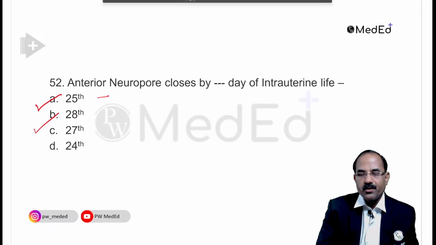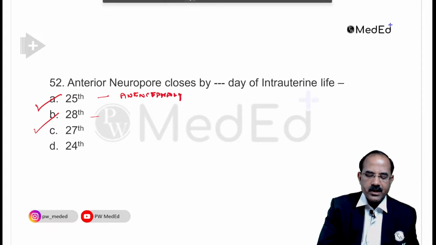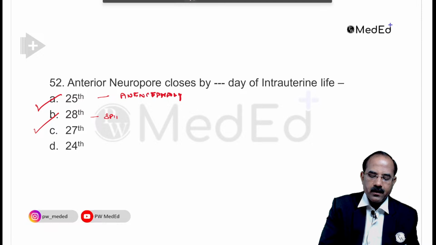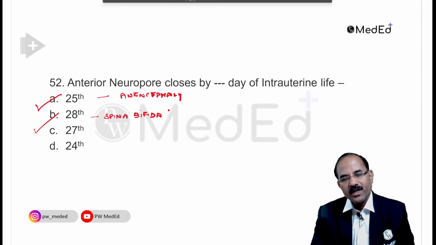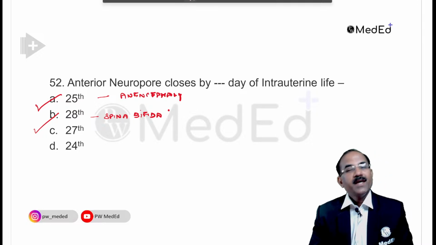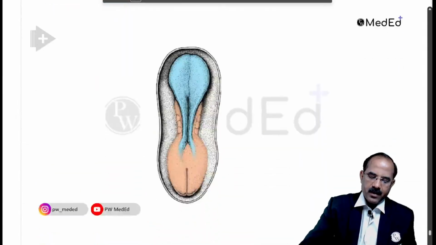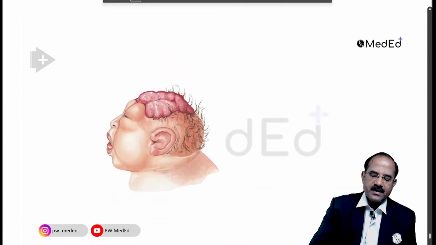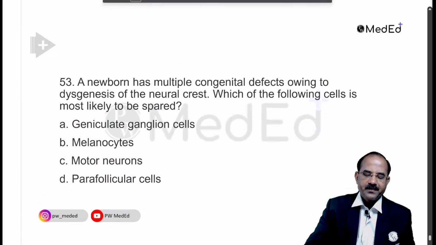If the anterior neuropore does not close, it results in anencephaly. If the posterior neuropore does not close, it results in spina bifida. Okay. The anterior neuropore closes by the 25th day. If it does not close, anencephaly. The posterior neuropore closes by the 28th day. If it does not close, spina bifida. Okay. Fine. Students, this is anencephaly here. This is spina bifida.